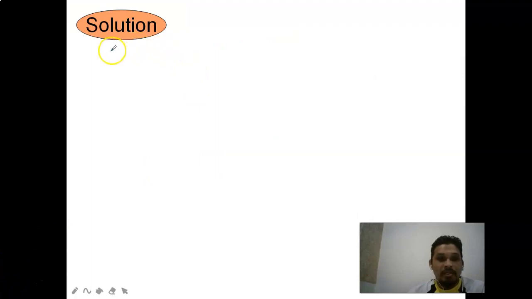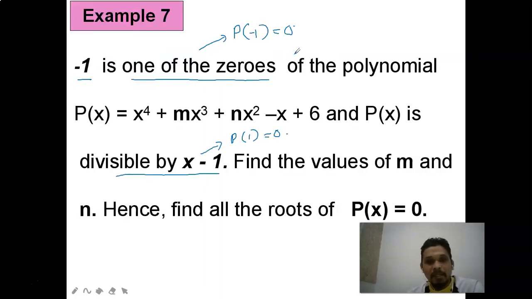Okay, so let's write down the polynomial, the function again. P(x) equals x to the power of 4 plus mx cubed plus nx squared minus x plus 6. Let's double check: x to the power of 4 plus mx cubed plus nx squared minus x plus 6. Okay, and as mentioned here, negative 1 is one of the zeros and it is also divisible by x plus 1.